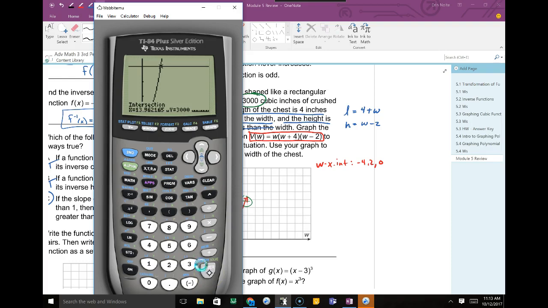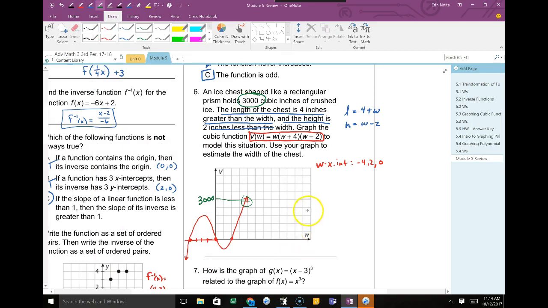Okay, so you can see 13.962, and then the y value is magically 3,000, which it should be. We should have known that. So the width that we are looking for is 13.96. And we should label this in inches. Okay, so second trace, option 5, enter, enter, enter. Ooh, that was a good one.